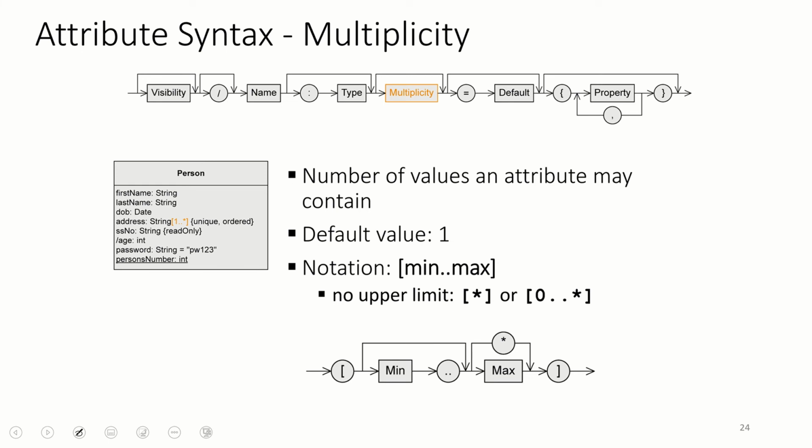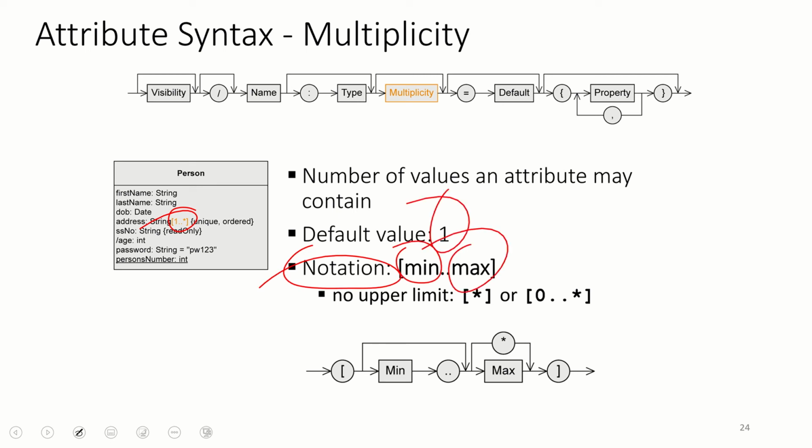multiplicity. Multiplicity is the attribute that helps you understand how many values we can have. Especially, we can use them in the list. For example, in this person's class diagram, we have this multiplicity. It's one to many, which means the address you can have as a list, you need to have one address or many. So the notation means minimum and maximum.